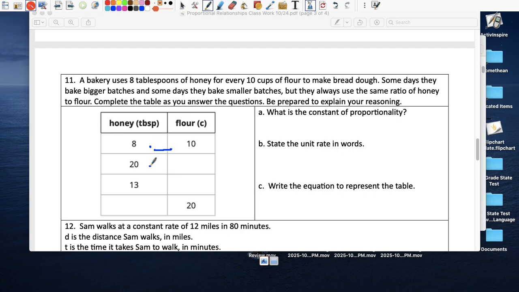Times something, times something, times something, times something. So what's the constant of proportionality? If this is x and this is y, k equals, let's use the pair 8, 10. We're going to go 10 over 8, or 5 over 4. So you can leave it as a fraction, 5 over 4, or 1.25, or 1 1/4. All these three mean the same exact thing.